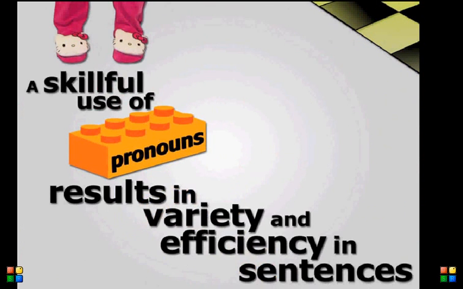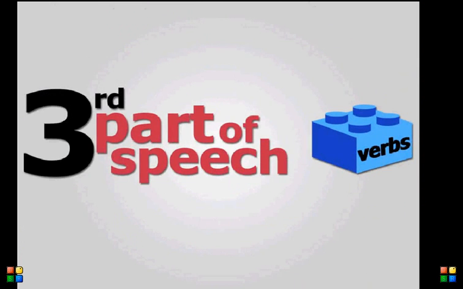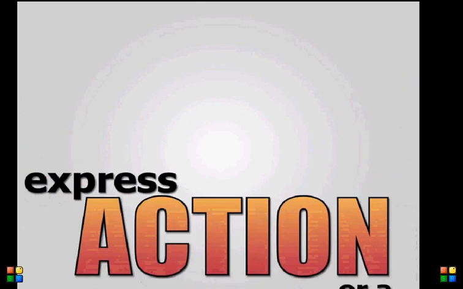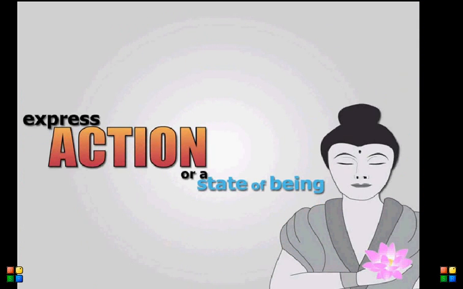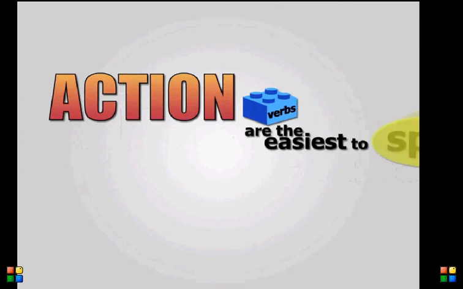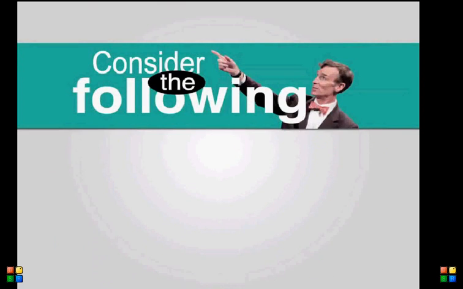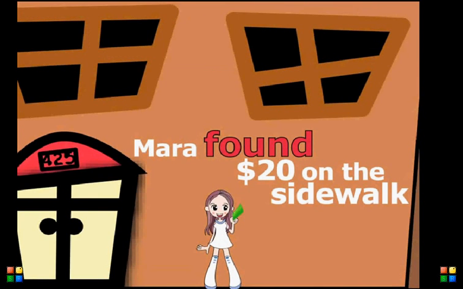Next up, we have verbs. These can express action or a state of being. Action verbs are the easiest to spot. Consider the sentence, Mara found $20 on the sidewalk. Most people recognize the action verb of found.